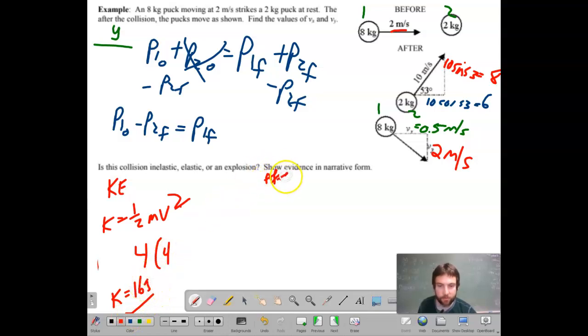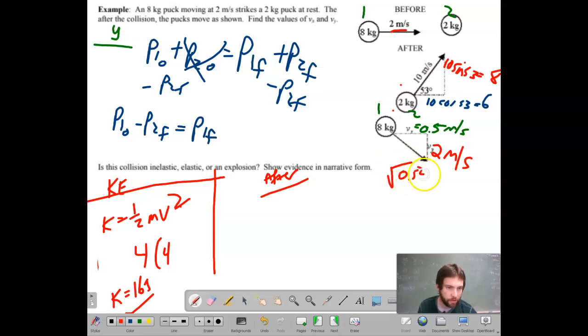After, what are we looking at as far as kinetic energy goes? Well, now we have two objects that are moving, right? So we have two different velocities. So let's go ahead and figure out what this actual velocity here is. I told you earlier it's going to be the Pythagorean theorem, so it's 0.5 squared, so 0.25, plus 2 squared, 4. So I got 2.06, but I'm just going to call it 2 meters per second.